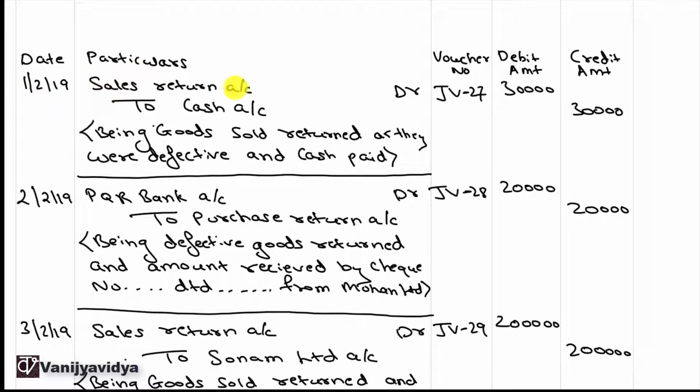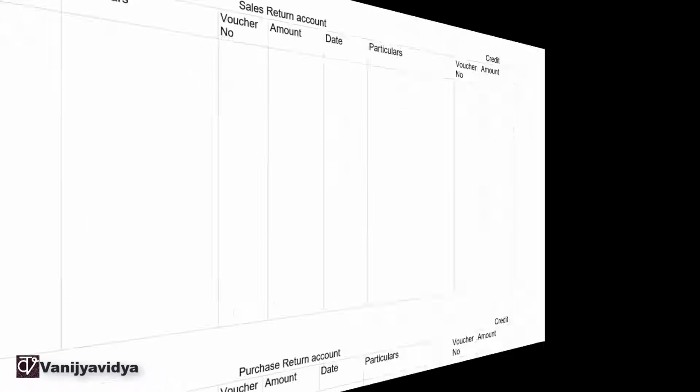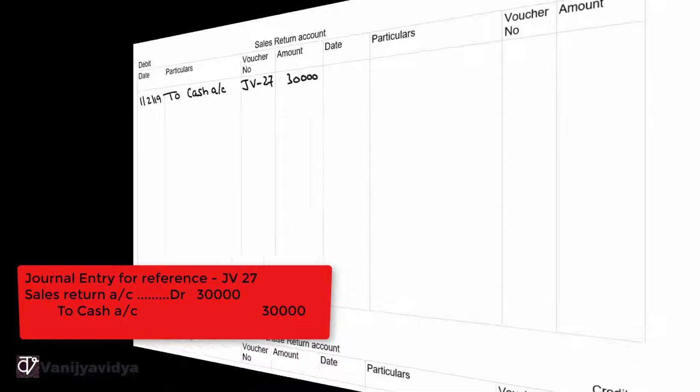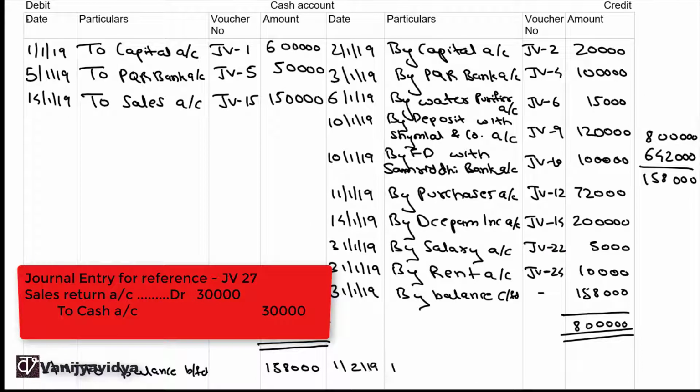First Feb 2019, sales return account debit 30,000 to cash account 30,000, JV 27. So one effect will be on the debit side of sales return account and one more effect will be on the credit side of the cash account. So let's post this journal entry. On the debit side of sales return account, 1st Feb 2019 to cash account JV 27 30,000. The credit side of cash account, 1st Feb 2019 by sales return account JV 27 30,000.